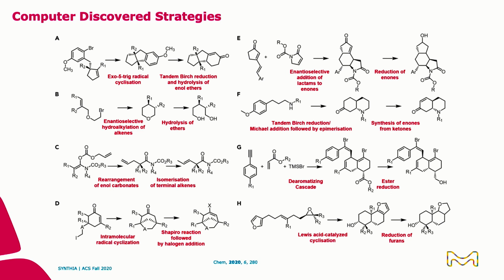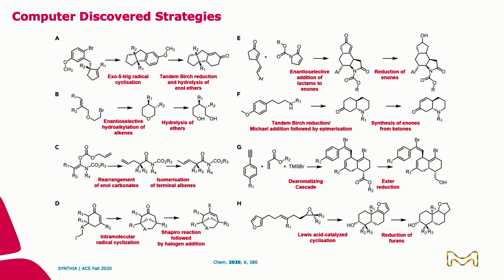Finally, example H is the strategy based on a cationic cyclization of an epoxy alkane and the reduction of that furan. This is a combination of reactions that constructs a tri-alicyclic motif with a diterpenoid moiety that's present in numerous natural products such as lycosterol and mercuric acid. All of these newly discovered strategies were then incorporated into Synthia in late 2018.